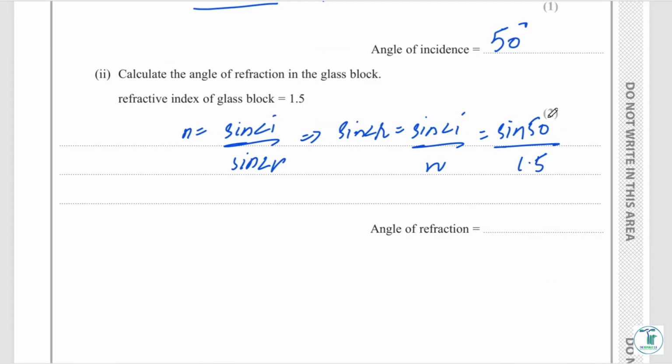You're just going to divide them, take the sine inverse, and the refraction angle that you should get would be something like 32 degrees, right? So that is how I'm going to calculate the angle of refraction.